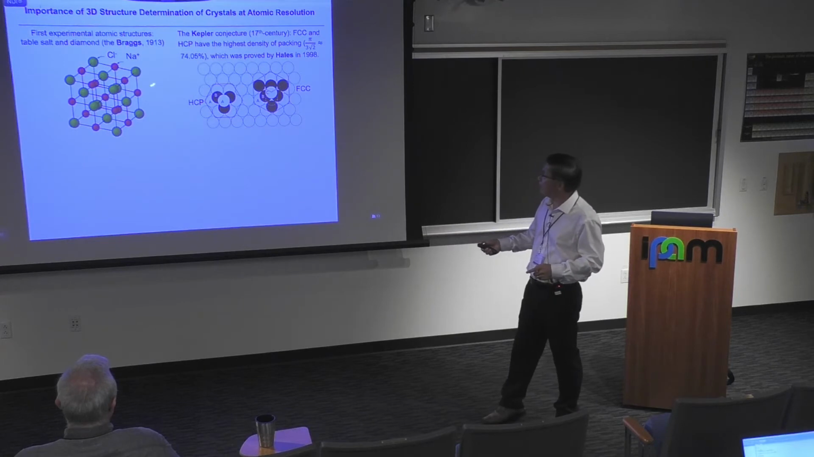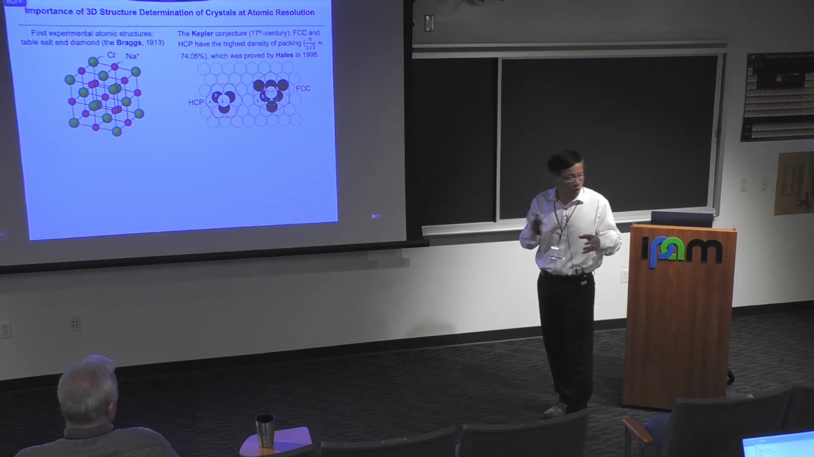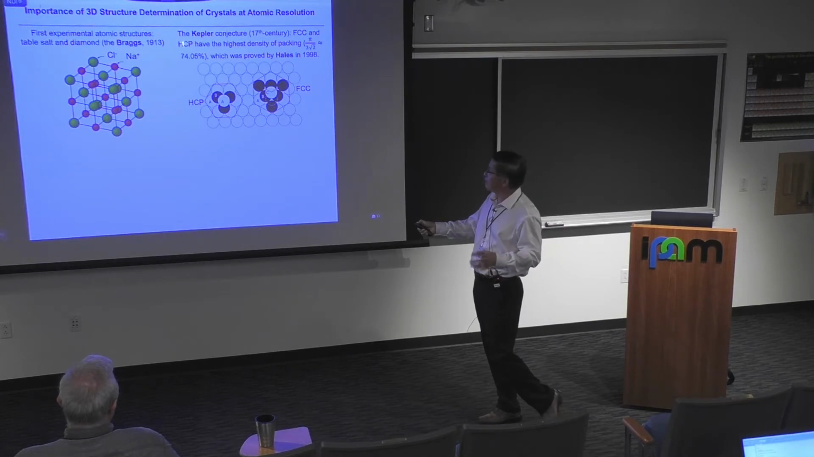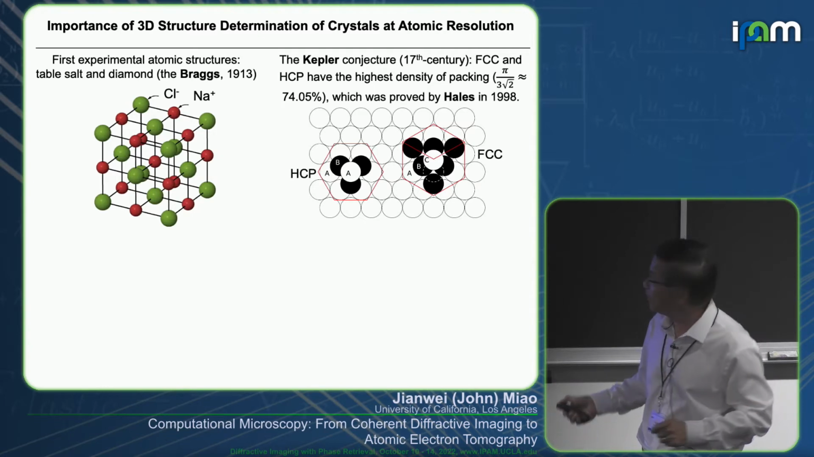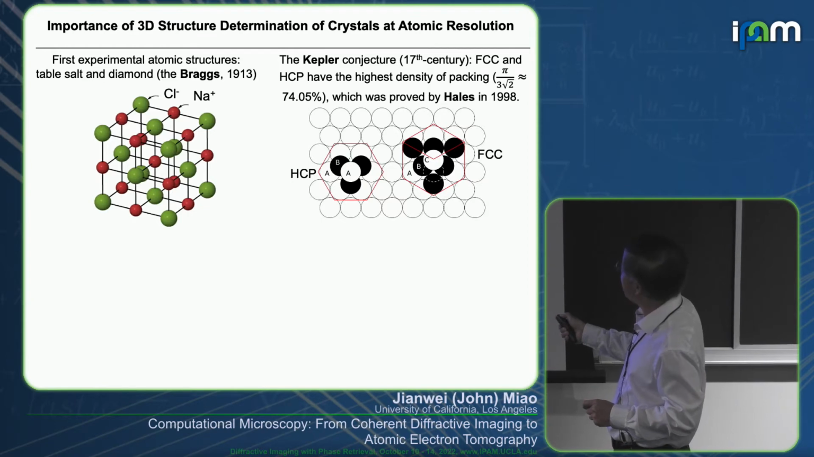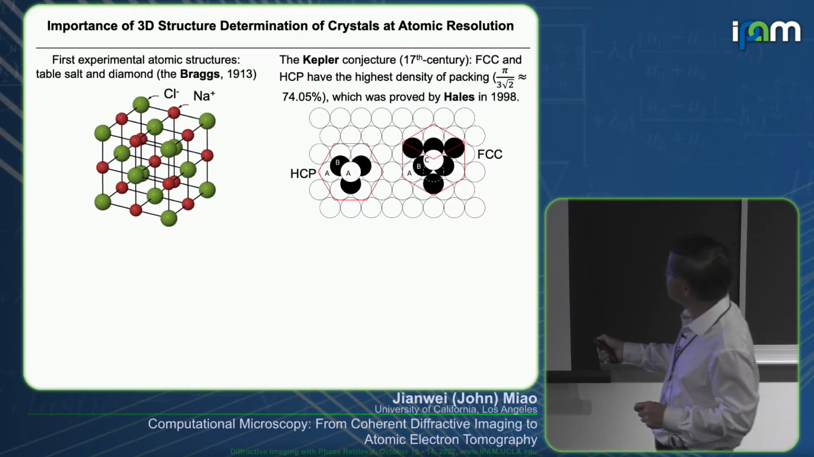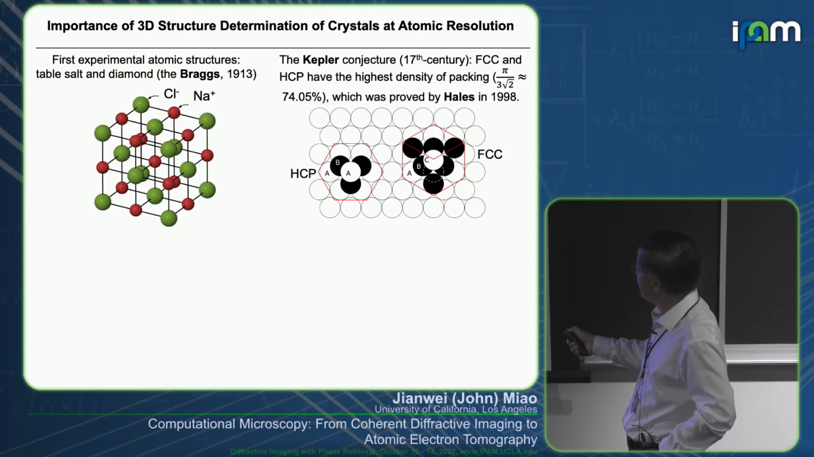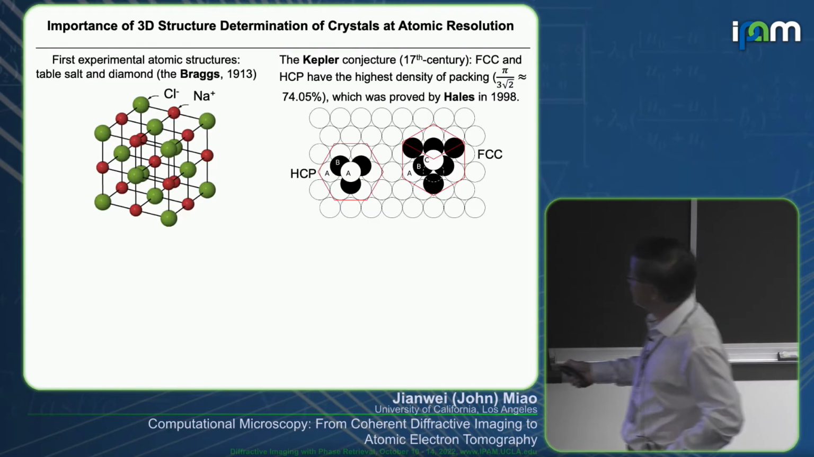This is diamond. And now this is for most solid metals: the FCC structure, or HCP, face-centered cubic or hexagonal close-packed. Kepler, the famous astronomer, had a conjecture that FCC and HCP have the highest packing density, about 74%. It was proved more than 300 years later by Hales, which is a big deal in discrete math. So this is FCC.